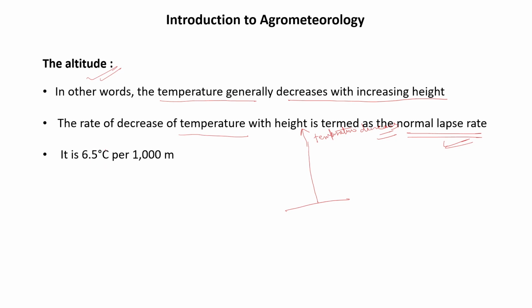So what is the normal lapse rate? For every 1000 meters you go up in the atmosphere, the temperature gets lower by 6.5 degrees centigrade. So that is the normal lapse rate.